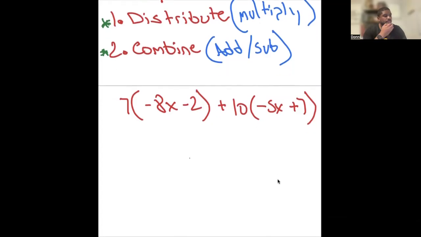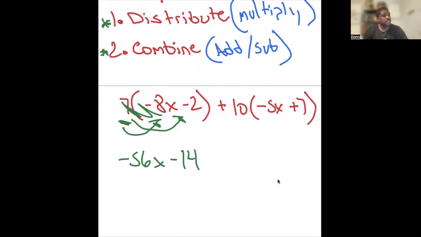So right here, I see the 7 right next to the parentheses that holds negative 8x and negative 2. We're going to multiply 7 times negative 8, which is negative 56x, and then 7 times negative 2, which is negative 14. So now I have negative 56x minus 14. Great, no more parentheses. We're done with these.